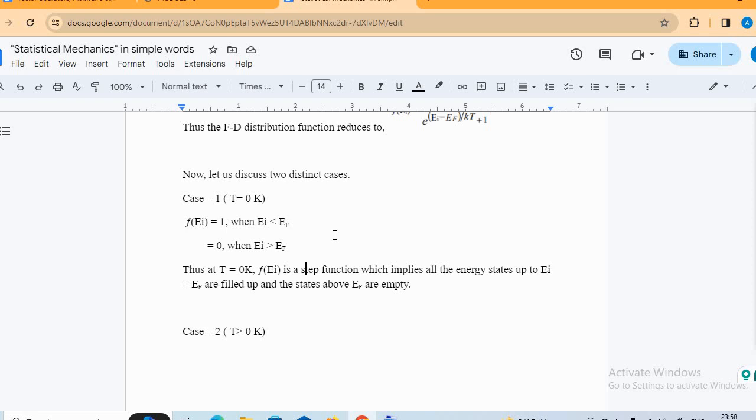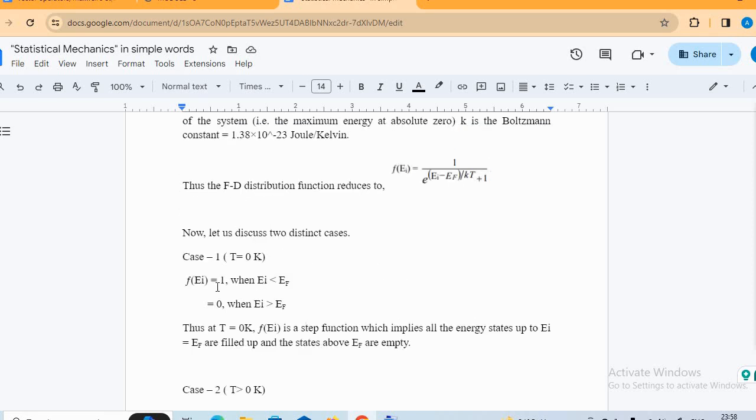For T equal to 0 Kelvin, we have two conditions. What are those two conditions? One is that the energy of the individual particles is less than the Fermi level energy, and the other is that it is greater than the Fermi level. What is the idea about this? You can think about a potential box system where a large number of particles are placed. One can assume that they are placed in different energy levels.